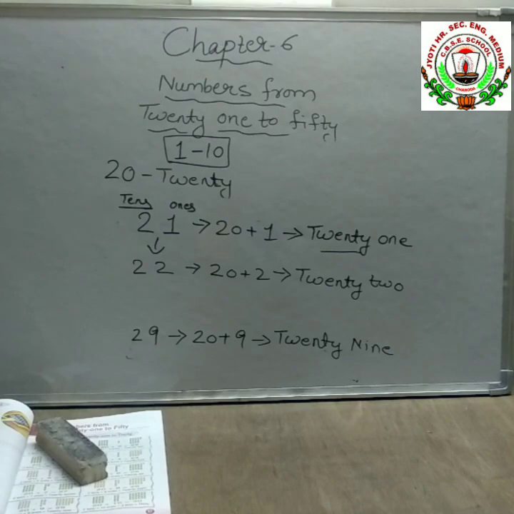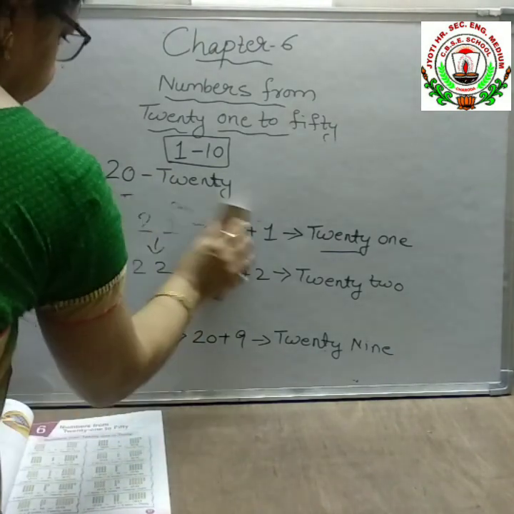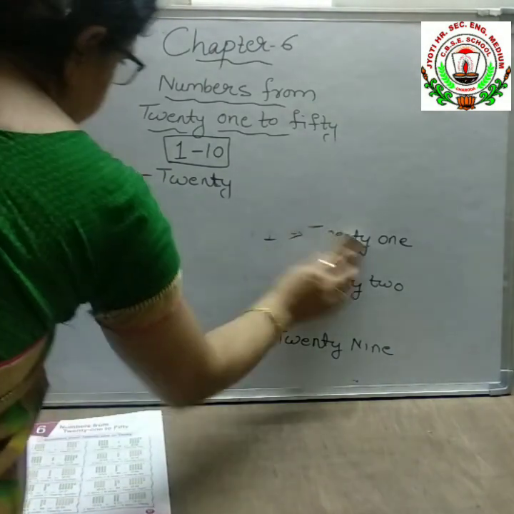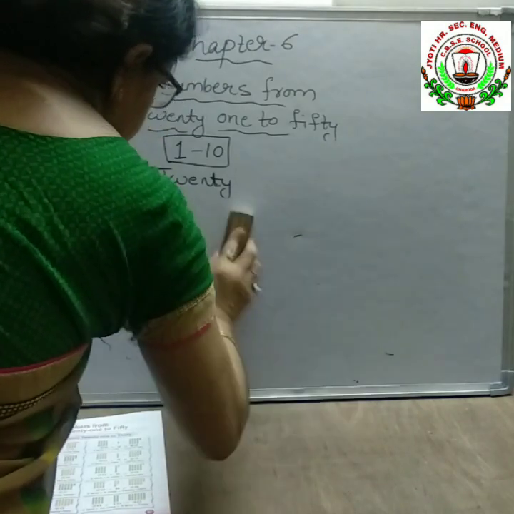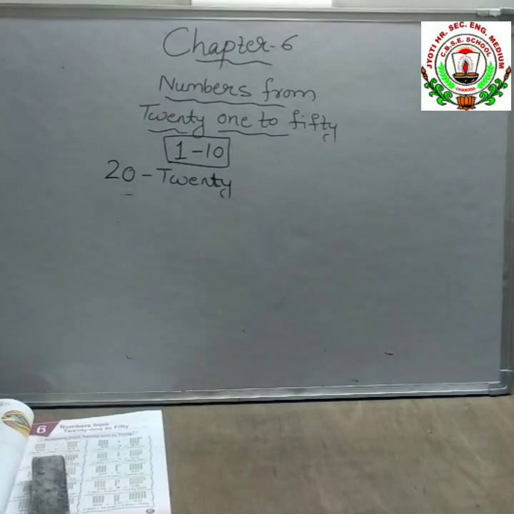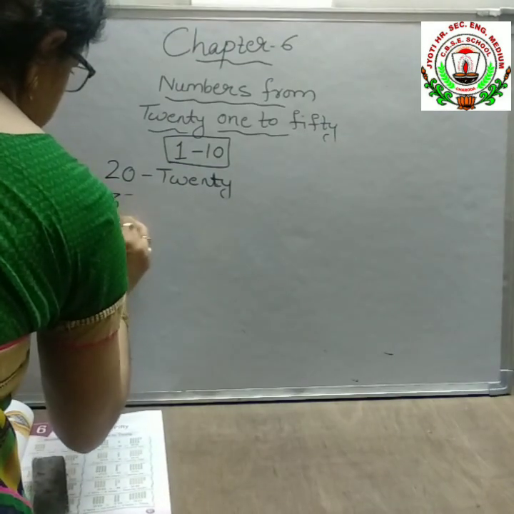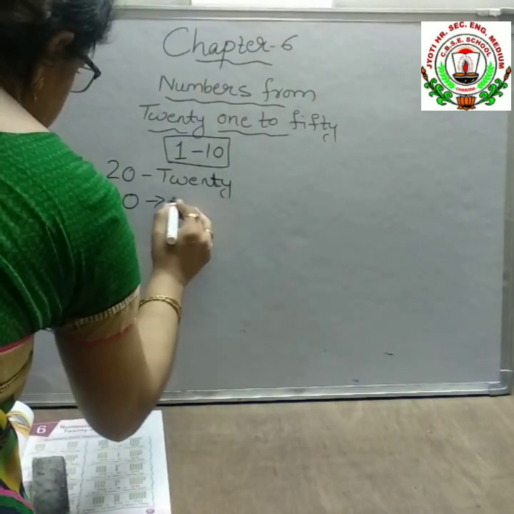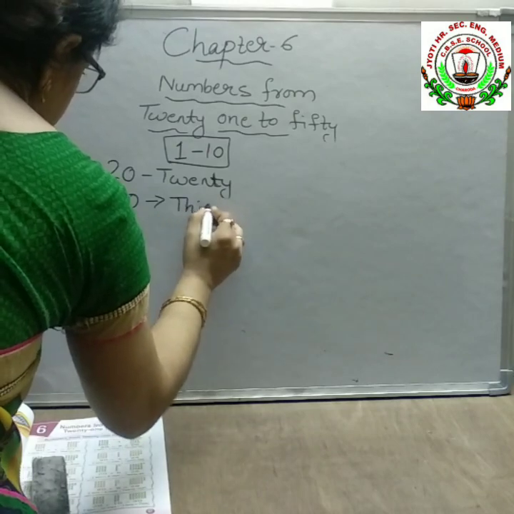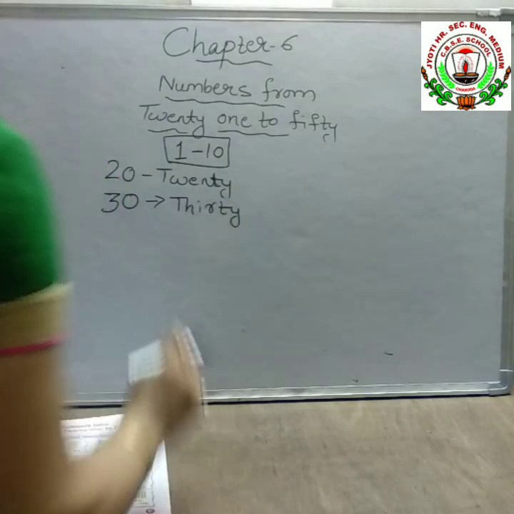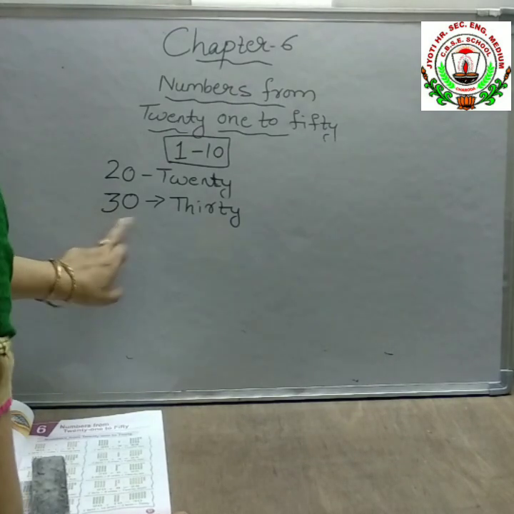Students, after 29, which number is coming? Can you tell me after 29, which number is coming? After 29, it is coming 30. So what is the spelling of 30? T-H-I-R-T-Y. So what is the spelling of 30?